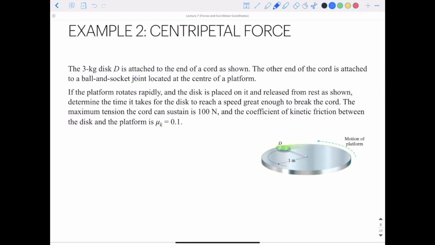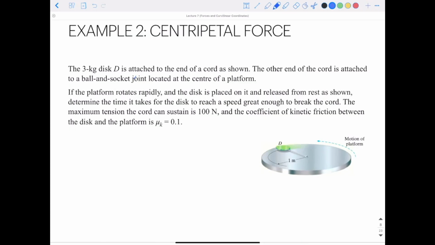And the question makes it seem like we can assume the platform is always moving so fast that it's always sliding. Then we are asked to find how long it will take for the disc to speed up enough that the centripetal force acting on the cord will cause it to break, and the cord can only sustain 100 newtons of force before it breaks.